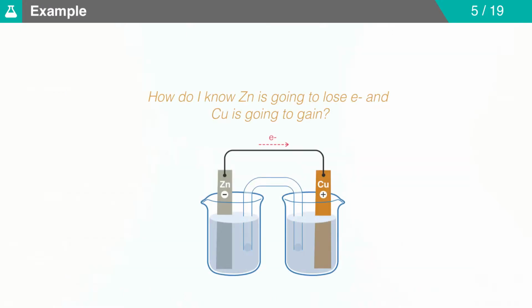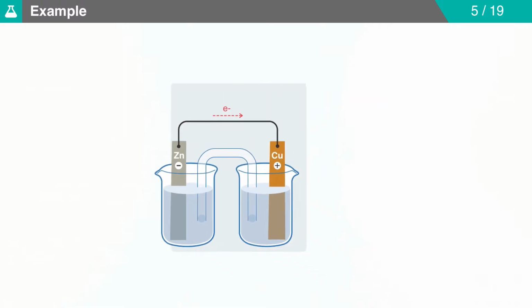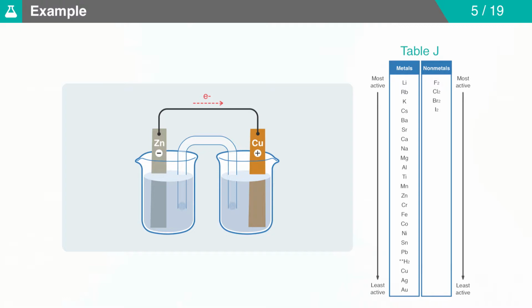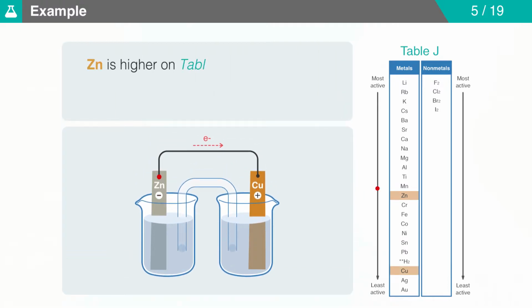So here's an example. Looking at the zinc and copper from the previous cell, how do I know that it's spontaneous, and how do I know that zinc is going to lose or oxidize and copper is going to gain? I use table J. When you're given a cell, I look up zinc, I look up copper. I have zinc right here, and I have copper down here. The higher up is going to be more spontaneous, and therefore the zinc is going to oxidize. So electrons are going to be lost from zinc. If it's losing, that means they're going in this direction.